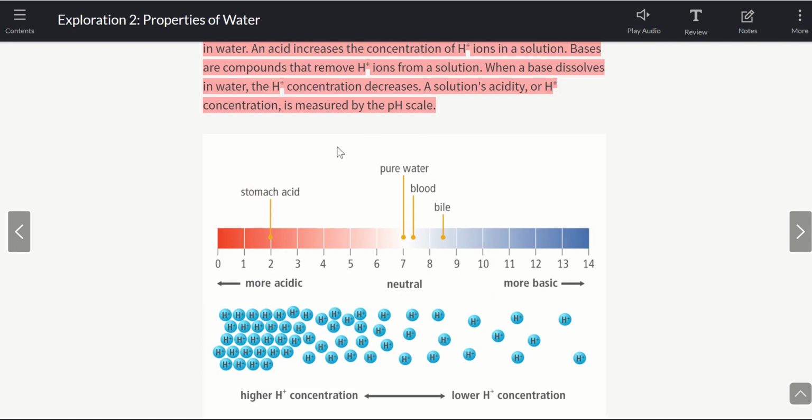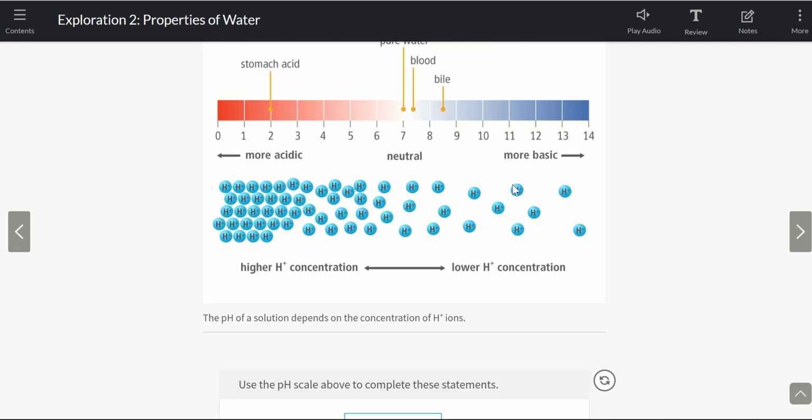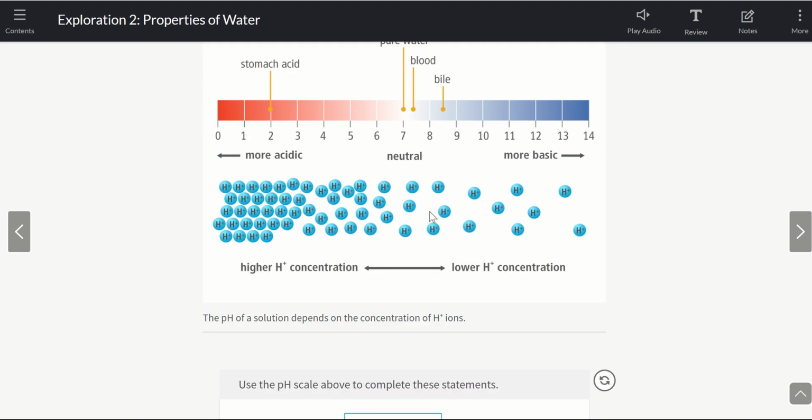Now, if a solution releases low hydrogen ions, then it's going to be more basic. And so depending on how many hydrogen ions we have in the solution, that's going to make it more basic, right? Somewhere in the middle is what we call neutral. That's where pure water would fit. Also, blood and bile are going to be very close to the 7, 8, 9. However, our stomach acid is going to be a very strong, very acidic acid.